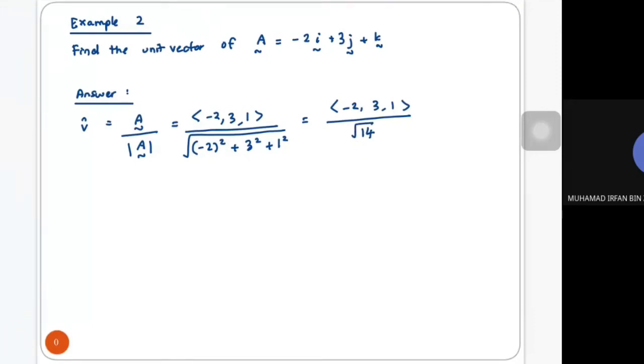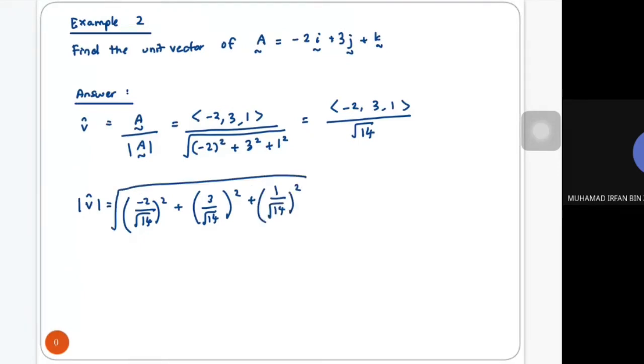You can check whether you got the right unit vector or not by finding the magnitude. The magnitude must be equal to 1. So the magnitude is the square root of (negative 2 over root 14) squared plus (3 over root 14) squared plus (1 over root 14) squared. Find the magnitude: you will get the square root of 4 over 14 plus 9 over 14 plus 1 over 14. So this is equal to 14 over 14, which is 1. So the magnitude of the unit vector A is 1.